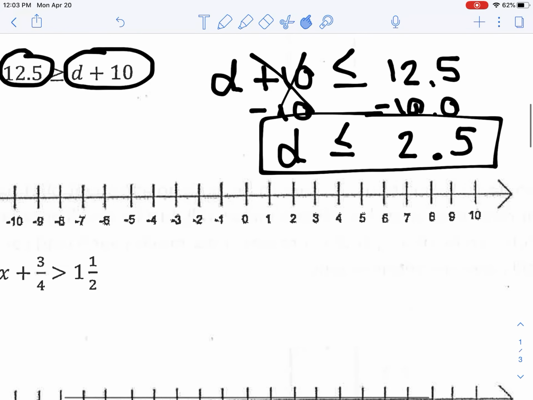So now we're going to graph it. Find 2 5/10 on your number line. You're going to put your circle. You're going to close your circle since it's less than or equal to.